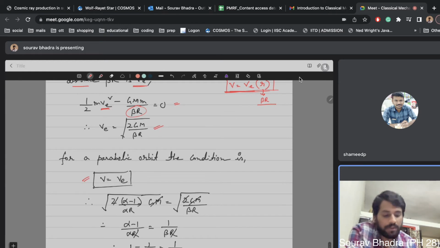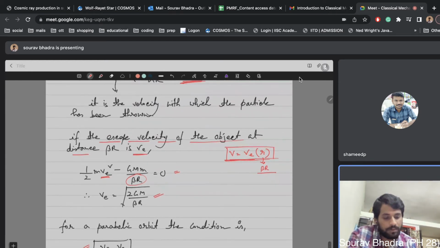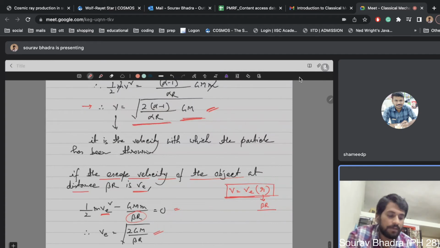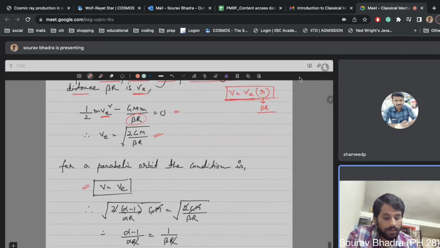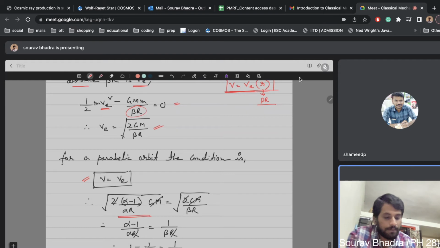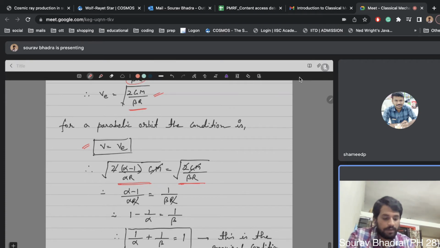Now just calculate V equals to VE. Here you have already calculated your V, which is this one. This is that expression, and VE is this expression. Just equate these two expressions and you will reach this condition.